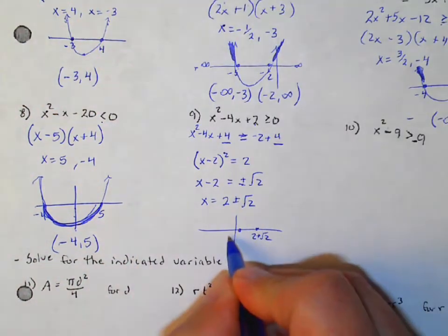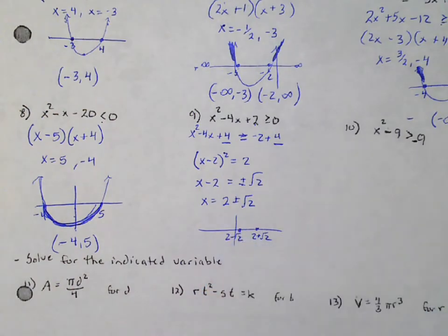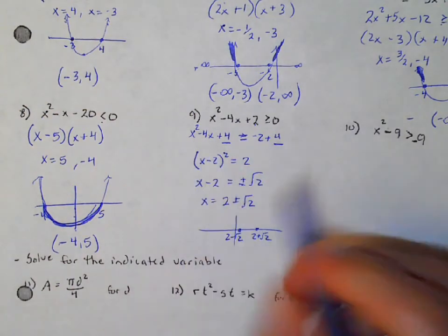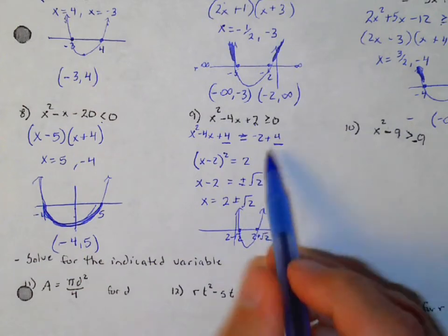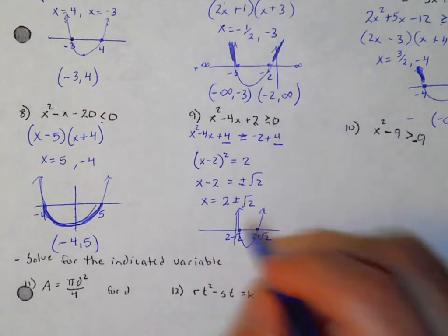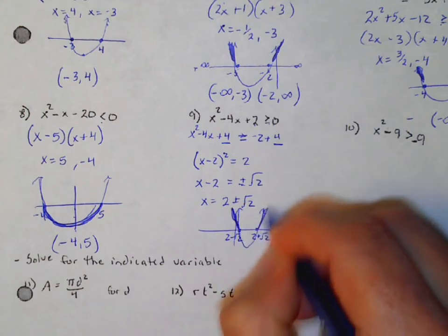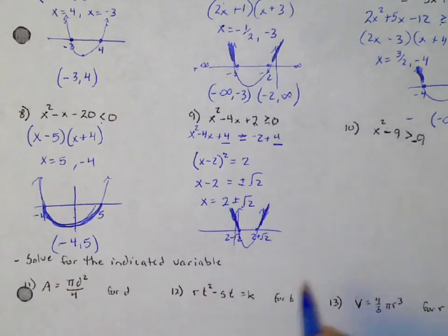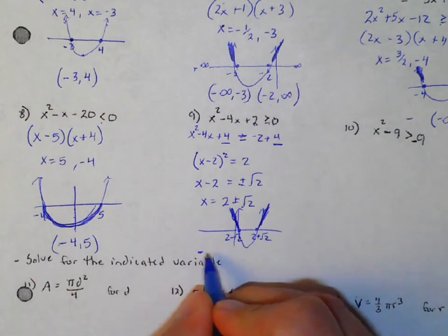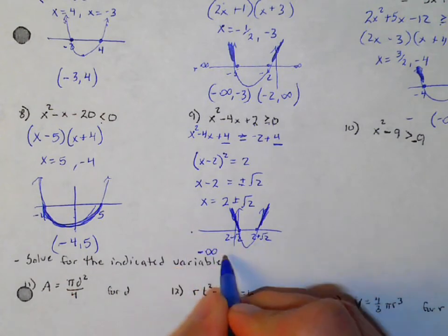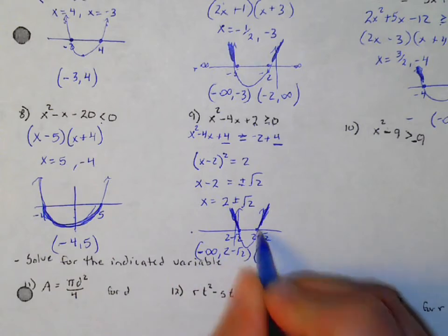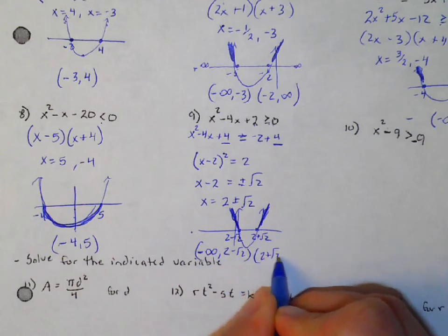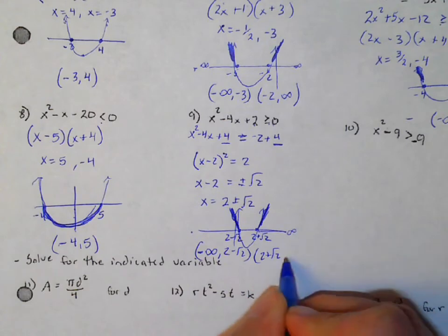So 2 minus the square root of 2 would be there. And once again, it opens up. So it looks something like this, opens up. So where is it going to be greater than or equal to 0? Right here and right here have outputs that are greater than or equal to 0. So we have it from negative infinity to 2 minus the square root of 2, and then from 2 plus the square root of 2, all the way out through infinity.